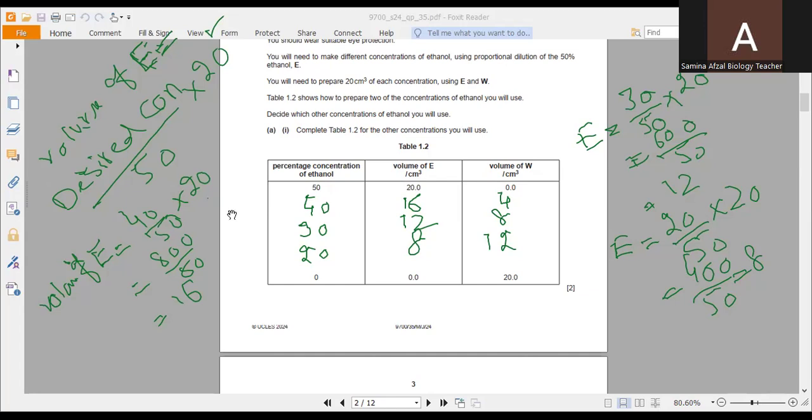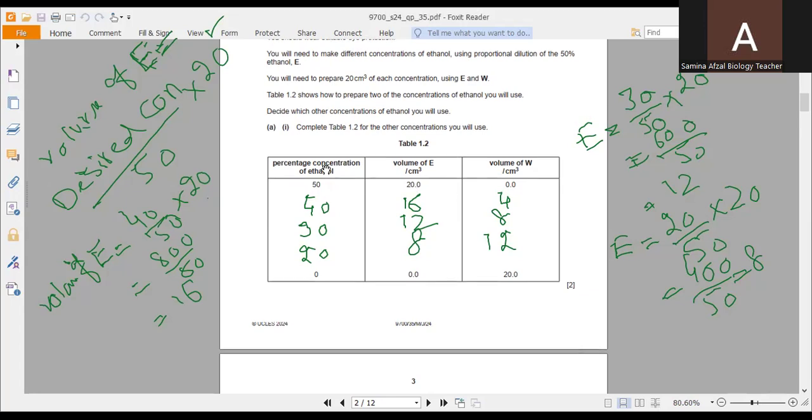We have made these calculations. Keep in mind that we have to make a total of 20. So if we add all this 16 ml of water to 4 ml of ethanol, it will be a total of 20 ml of the solution. Again 12 and 8 will be 20. So in this way, we are able to make different concentrations of ethanol by using distilled water.